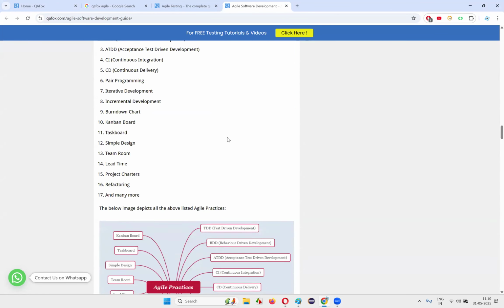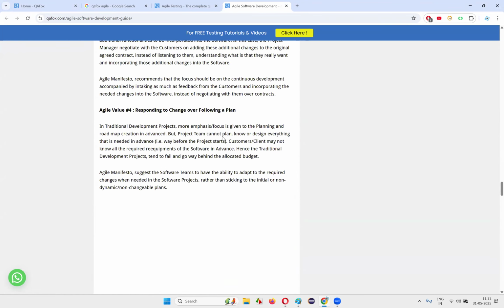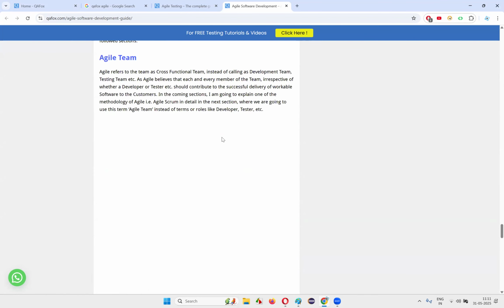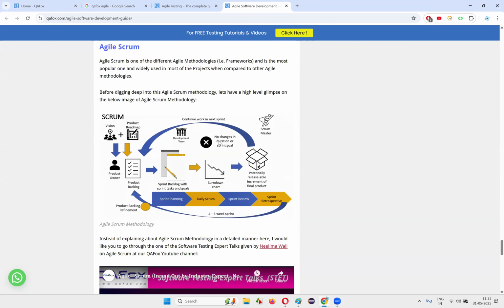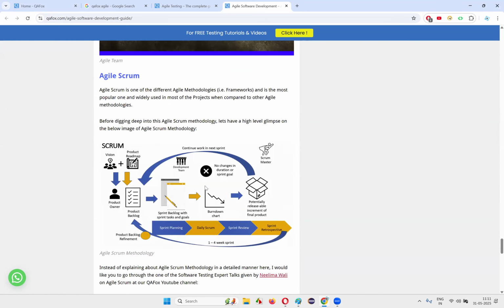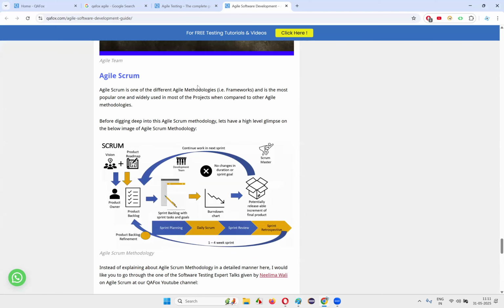I covered all the theoretical topics in the previous session, like agile practices, manifesto, values, principles, everything. Now we are at this part, that is Agile Scrum Methodology. What is this Agile Scrum Methodology? And you see, most of the projects nowadays in the market are using this Agile Scrum Methodology only.